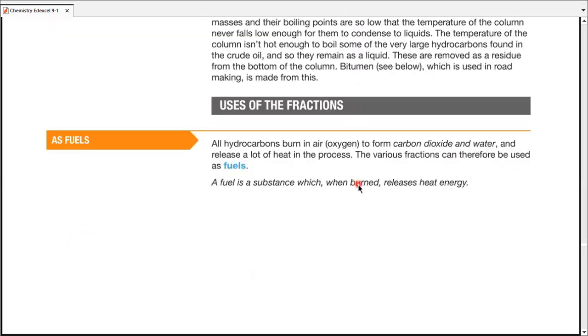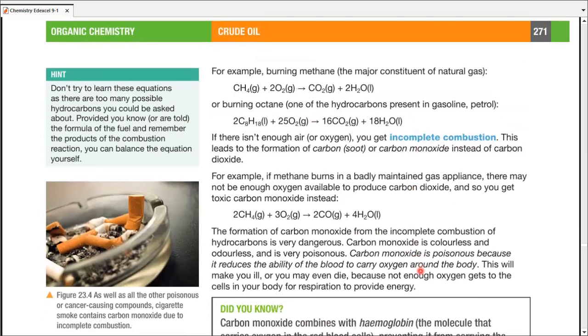Now, the first thing is that most of the fractions in general can be used as fuel. This means they're going to burn in excess of air or oxygen. They're going to form carbon dioxide and water, and they're going to release a lot of heat energy in the process. We can convert that heat energy into different useful forms of other energy types, and that's why we call it a fuel. So we can define a fuel as a substance which, when burned, releases heat energy. This is one of the easiest definitions for understanding what fuels are.